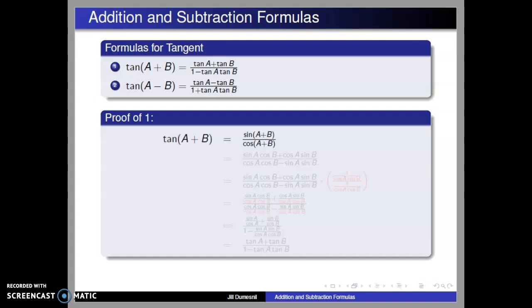Starting with tangent of a plus b, we use the definition of tangent as the ratio of sine to cosine. Then we can use the addition formulas for sine and cosine. Notice we want to end up with an expression involving tangents. So we divide the top and bottom of our fraction by the product cosine A times cosine B. In other words, we multiply by a clever form of the number 1.